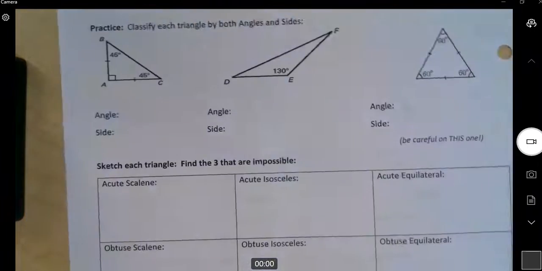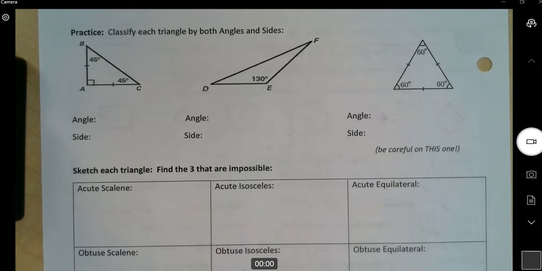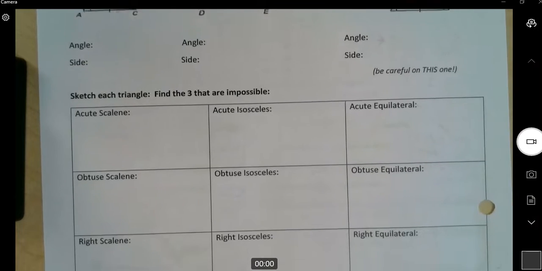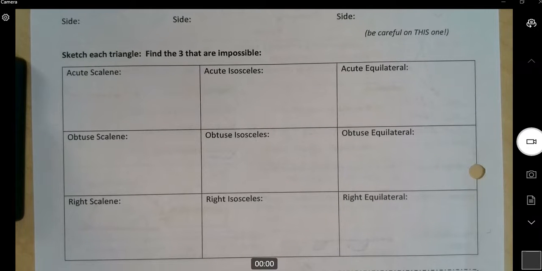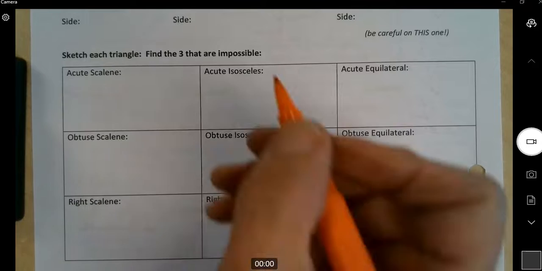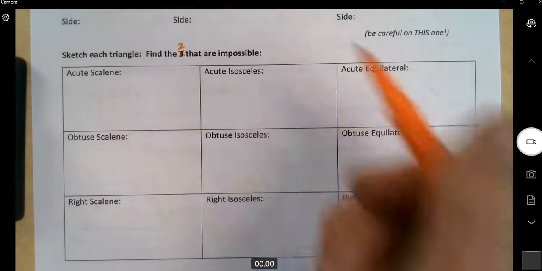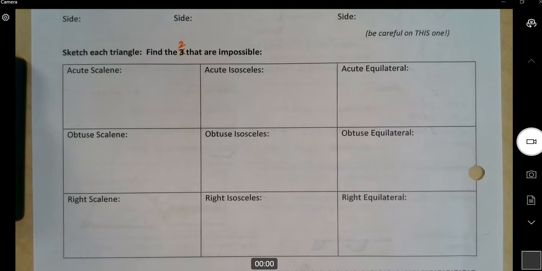All right, let's talk about the back side. So some practice, I would like you and your partners to classify each triangle by both sides and angles. And then here is a challenge for you. Sketch each triangle. And I want you to find, now, we think there's two. I'd be surprised if we can find a third that's impossible. Find which two are impossible. So with your group mates, please go ahead and do that. On your mark, set, go.